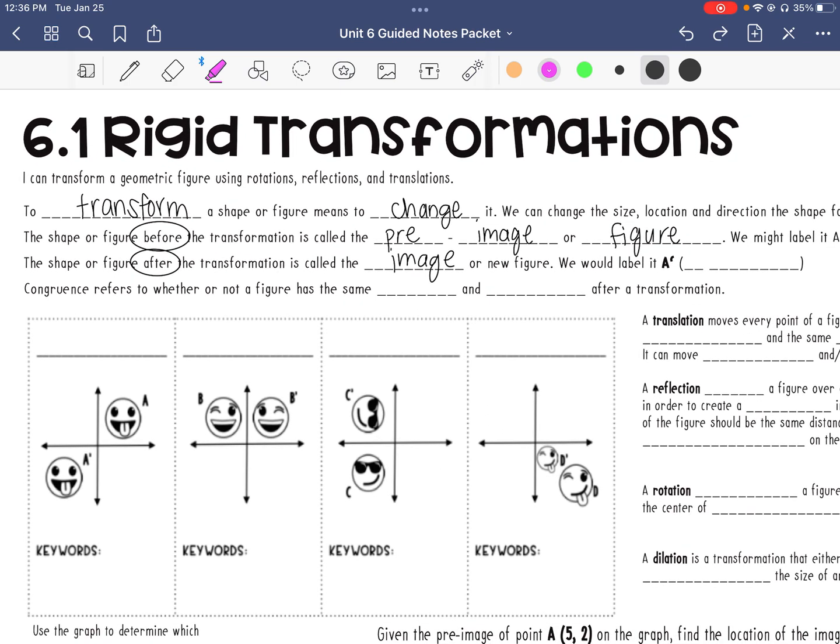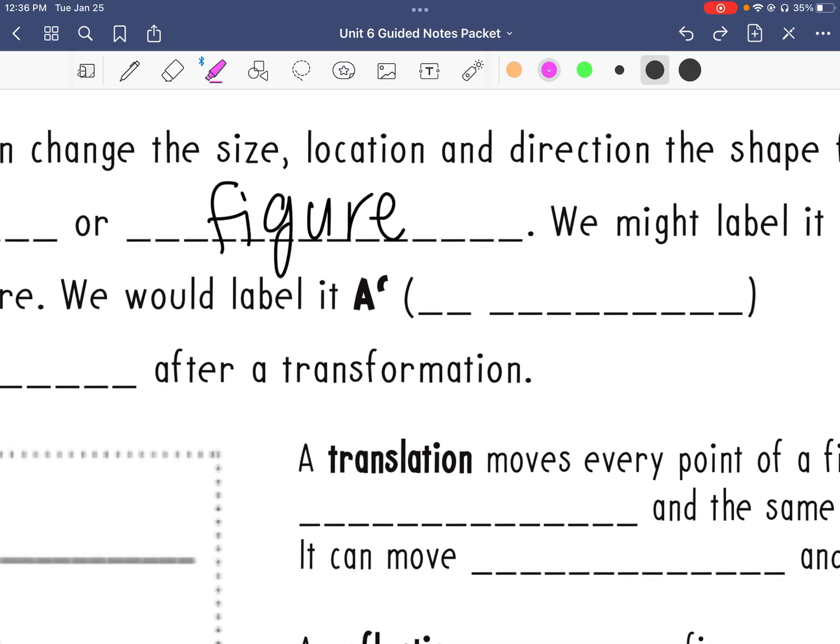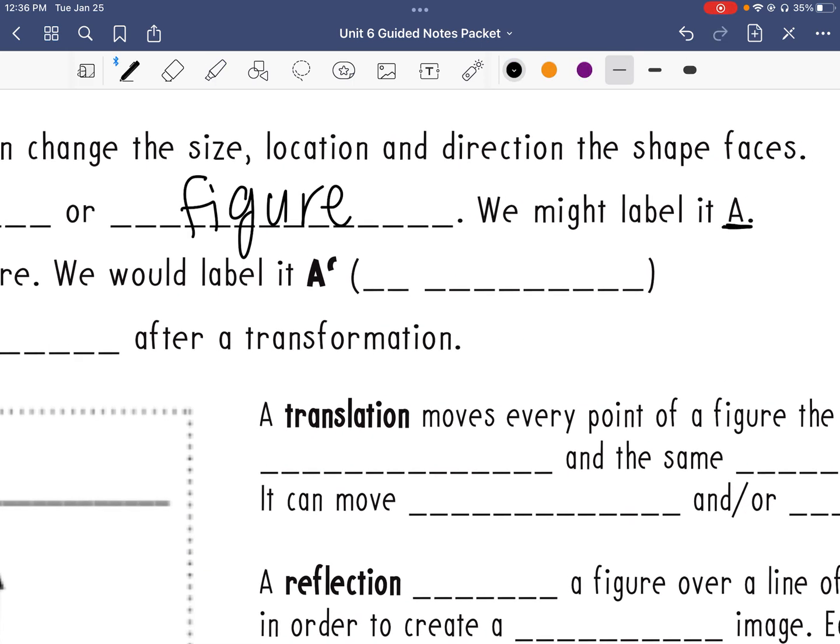Now when we have transformed it and we get our image, we would label it like this with an A and then an apostrophe. So that's because this one was A, so this one's also A, but this time it has an apostrophe on the end. We read that as A prime. This we label or read with the word prime. So we would say A prime.